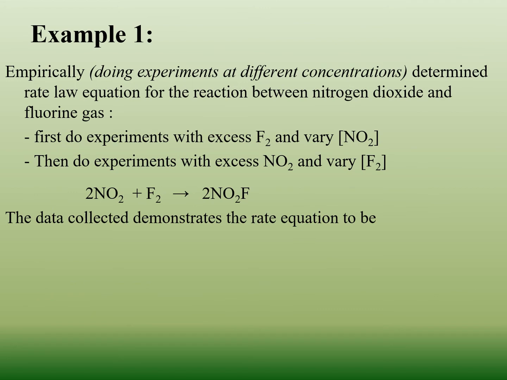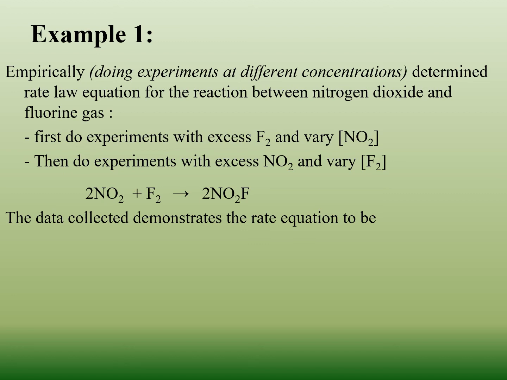To determine the rate law equation for a reaction between two reactants, two types of experiments are done. In this example, nitrogen dioxide and fluorine gas are the reactants. The first set of experiments involves reacting excess fluorine with varying amounts of nitrogen dioxide. Excess fluorine is used so that its effect on the rate would be negligible or very, very small. By varying the amounts of nitrogen dioxide, initial rates can be plotted against concentration to see if we get that straight line of a first-order reaction for nitrogen dioxide.